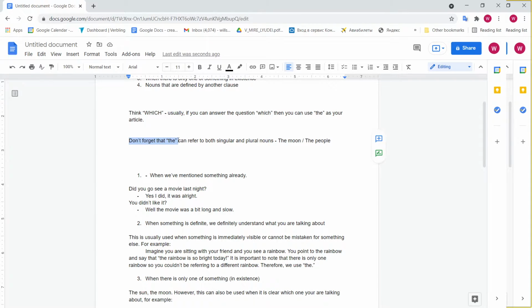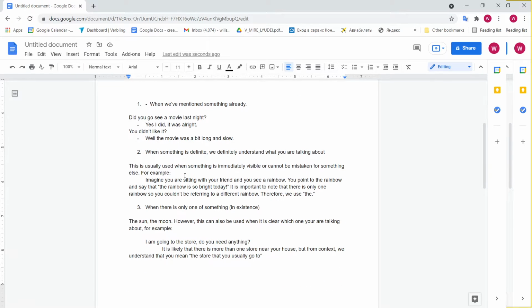And then just don't forget that the can refer to both singular and plural nouns. So the moon, singular, yeah. The people, plural. The question is not whether it's singular or plural. The question is, is it definite or indefinite? So let's get right into these rules. The first rule is when we've mentioned something already. And these rules are in no particular order. You could put them in any order. It doesn't matter.